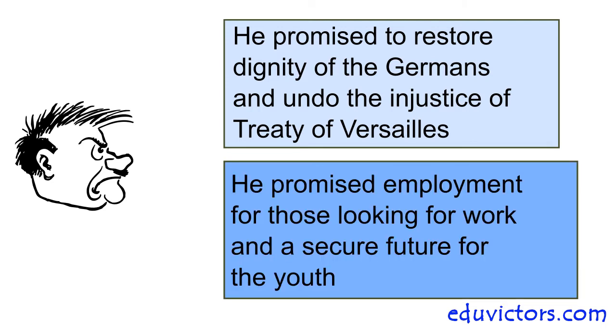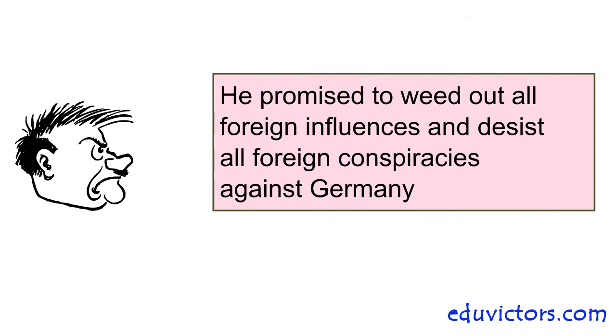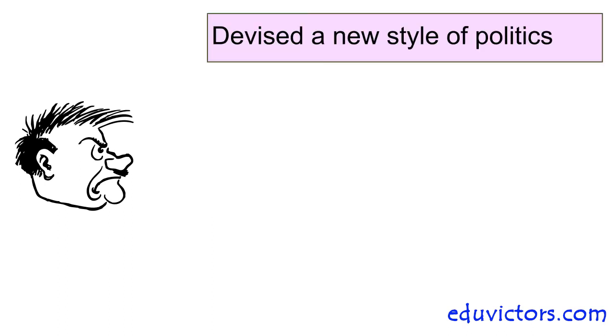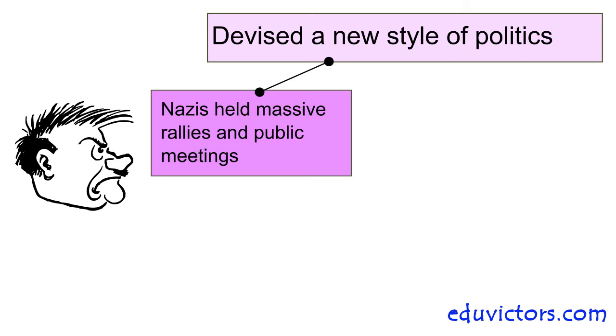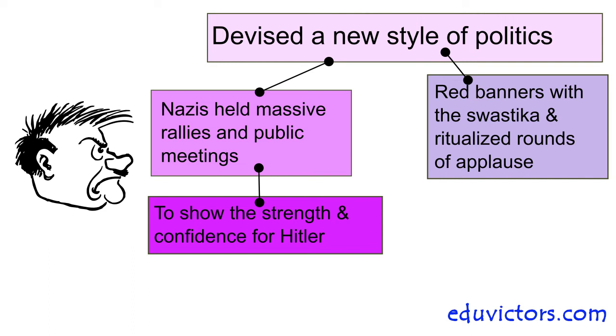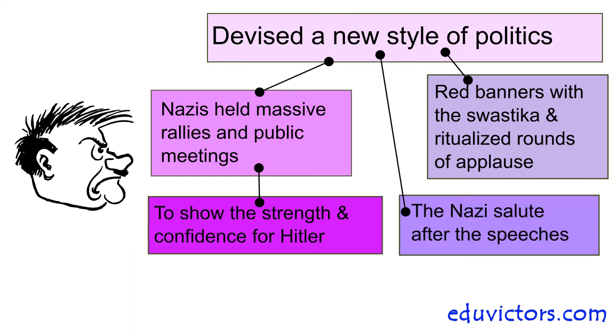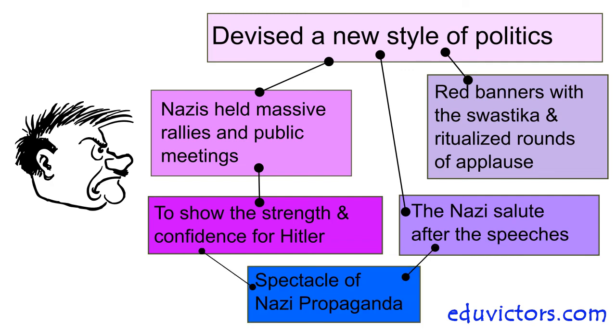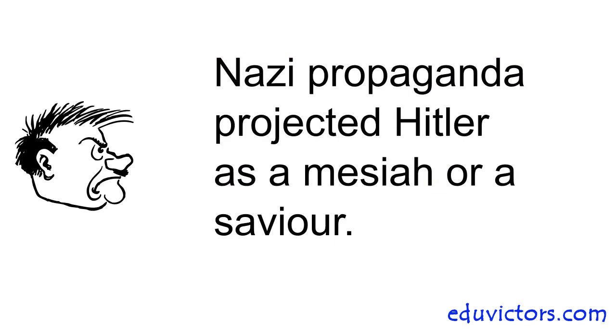He promised employment for those looking for work and a secure future for the youth. He promised to weed out all foreign influences and resist all foreign conspiracies against Germany. Hitler devised a new style of politics. Nazis held massive rallies and public meetings to show strength and confidence for Hitler. The red banners with the swastika, ritualized rounds of applause, and the Nazi salute after the speeches were all part of the spectacle of power. Nazi propaganda projected Hitler as a messiah or a savior.